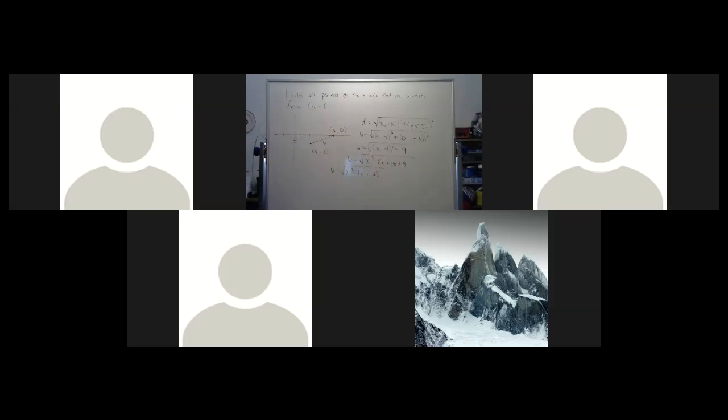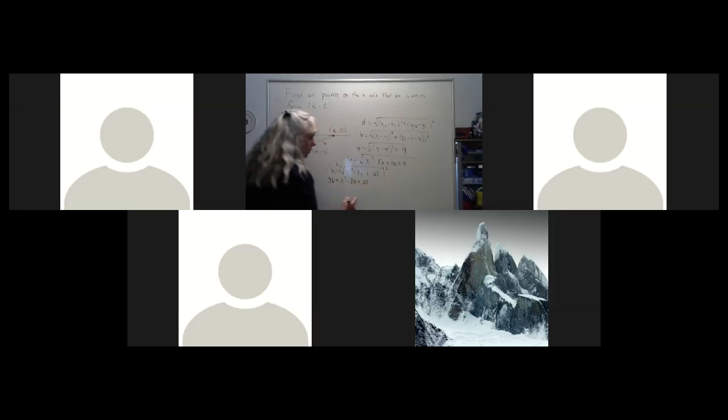Square both sides. Yeah, I'm going to get rid of the radical first. So that'll give me 36 is equal to x squared minus 8x plus 25. And then we'd set it equal to 0, so we're going to move the 36 over.